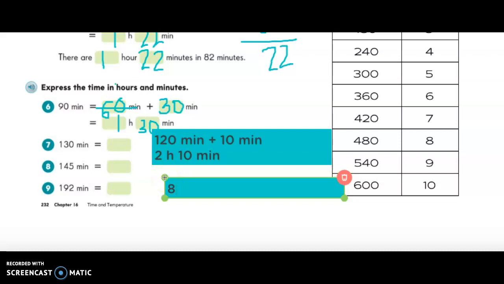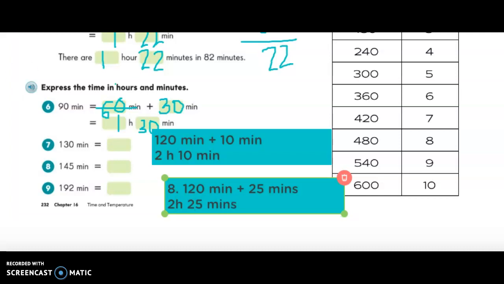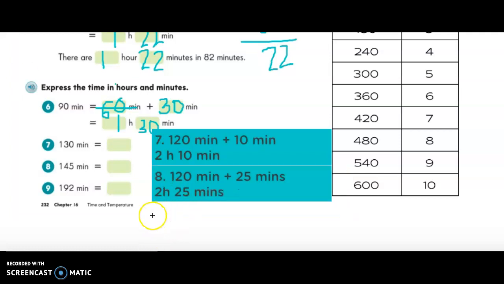So we're going to separate it into 120 minutes plus, now you need to be thinking 145 minus 120, 25 minutes. And then we're converting those 120 minutes to hours, so that's equal to 2 hours. And then we still have those 25 minutes left over. And then for number 9, so we're starting with 192 minutes.